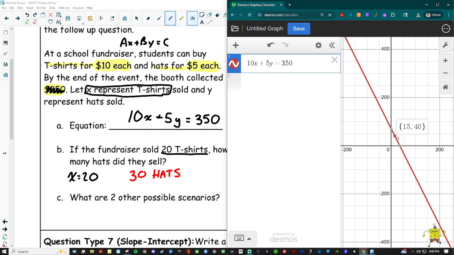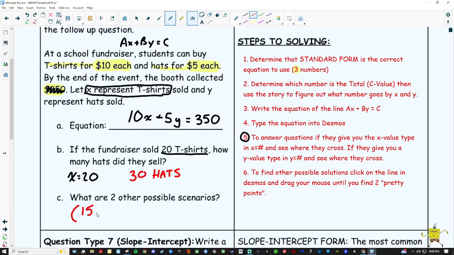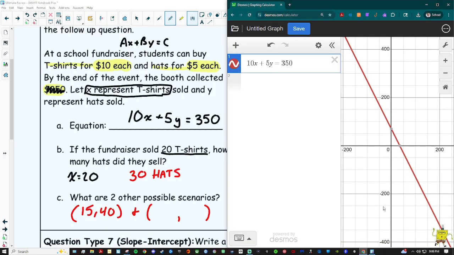So for example, 15, 40, that's a point on my line. I can add that: 15 t-shirts, 40 hats. Okay, let's find another one. Again, I'm just clicking on my red line and dragging. Now I don't want to use negative numbers because I can't sell negative hats and t-shirts. Okay, here's another one: 25 t-shirts, 20 hats.